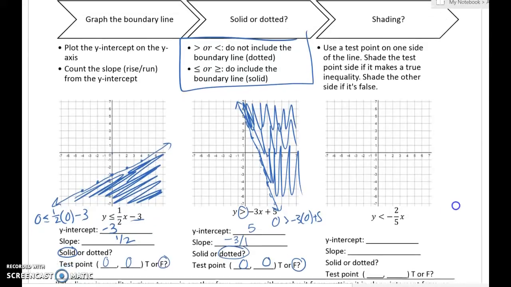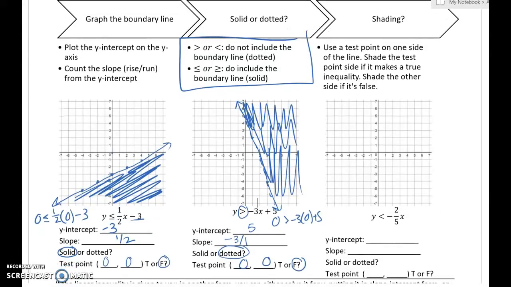For our third example, y is less than -2/5 x. The y-intercept is 0, there's nothing there, it's a plus 0. The slope is -2/5. Since it's not included, it's a dotted line. So we can start at 0 and go down 2/5. Go back the other way, up 2/5. We'll make our dotted line.